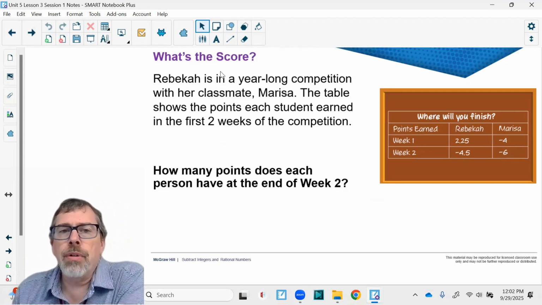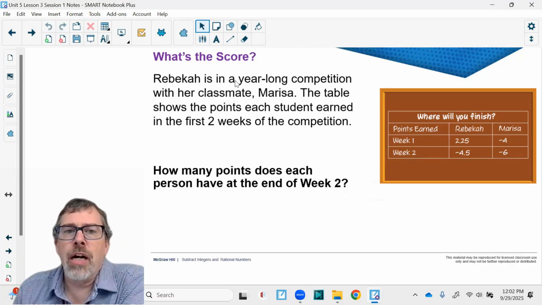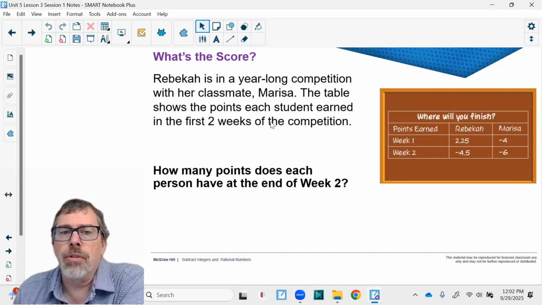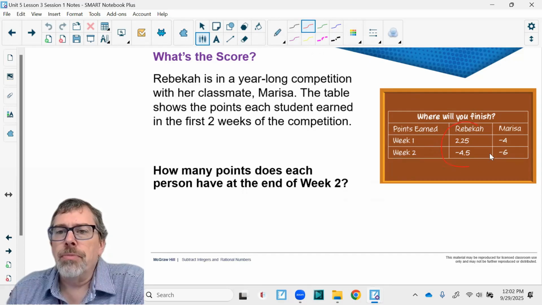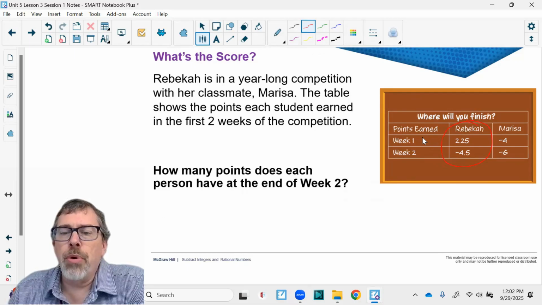So, what's the score? Rebecca is in a year-long competition with her classmate Marissa. The table shows the points each student earned in the first 2 weeks of the competition. How many points does each person have at the end of week 2? So, what we're going to look at is Rebecca first. So she has 2.25 points week 1, and then she has negative 4.5 points on week 2. How much does she have at the end of week 2?